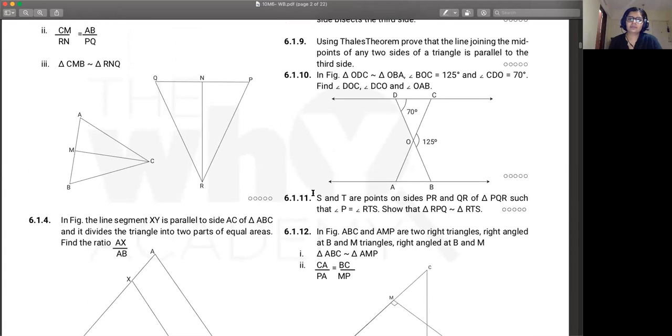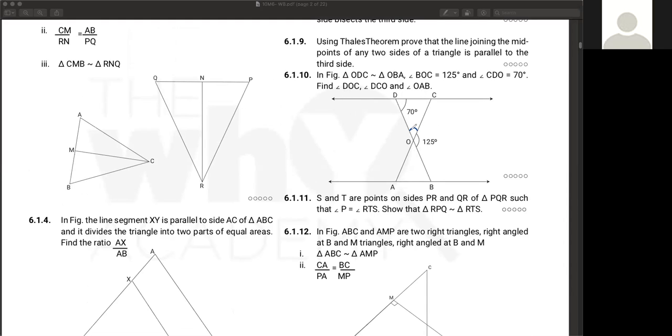Okay, see, you're given both these triangles are similar to each other. ODC is similar to OBA. Angle BOC, this one, is already given in the figure. This is 125 and CDO is 70. You need to find angle DOC. Ma'am, will angle OAB be equal to 70 degrees? No. 180 minus 125 degrees will be DOC. Ma'am, angle OBA can be 70 degrees. Yes, OBA will be this 70. This is easy. But be careful, because OD is corresponding to B.